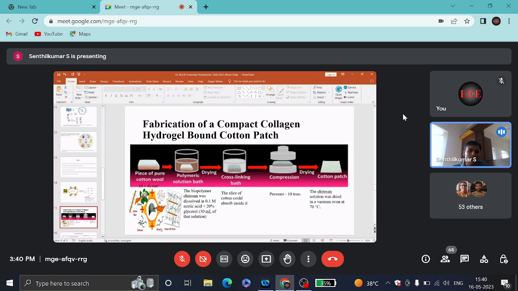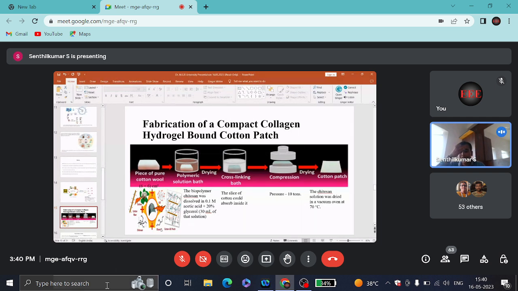You can collect pure cotton wool in a 6 centimeter square range. Then you can insert the cotton pad into the biopolymer, with the cotton wool having chitosan. Then you dip that biopolymer into 0.1 molar acetic acid plus 20% glycerol, and then dip it into the cross-linking bath. Finally, you press it with a 10-ton press to form the cotton pad, then dry it. This is the procedure, a simple procedure.